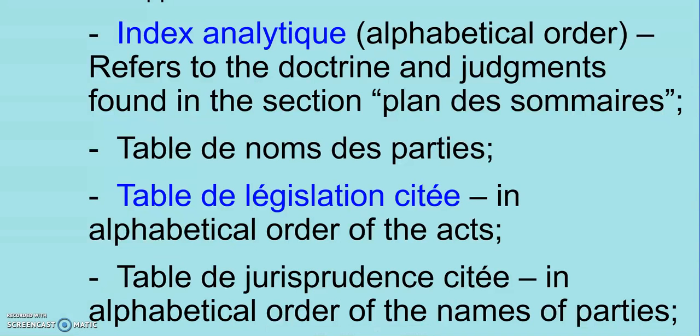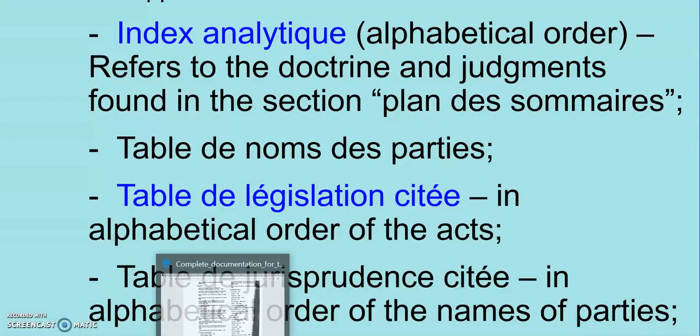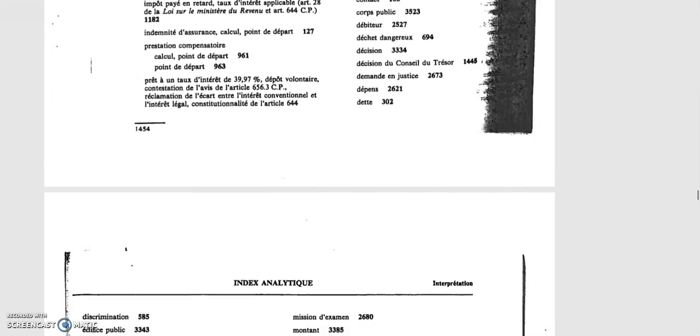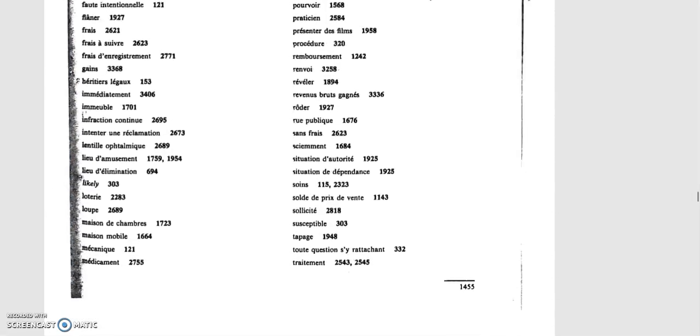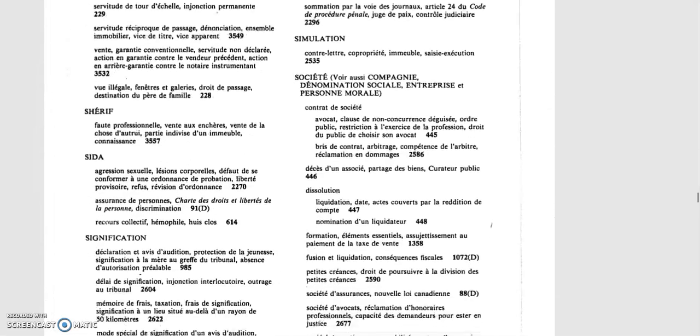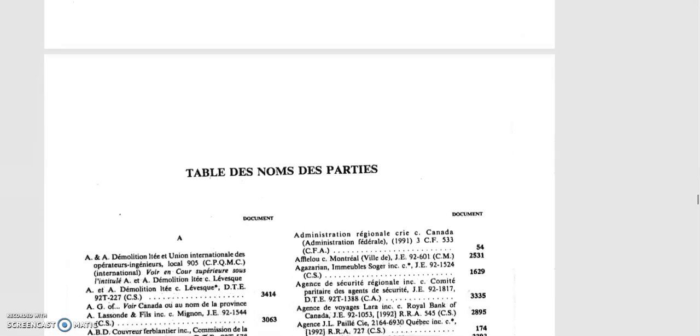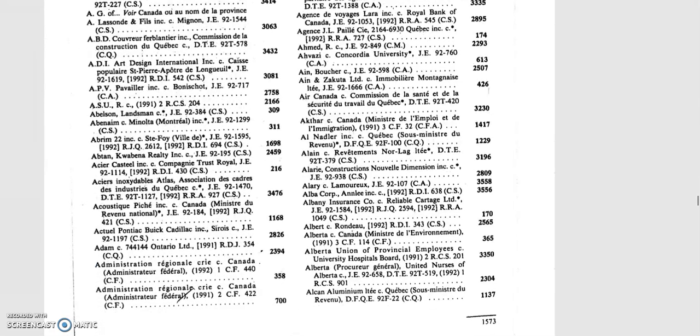Table de nom des parties. So table de nom des parties, well, it says what it says, okay? It's a table with names of parties. So for instance, your boss is asking you, I need you to find me the case in 1992. I remember one of the parties is an insurance company, but he's not sure, but he knows it's in 1992. Okay, well then, what do we have here? I have Albany Insurance. Oh yeah, that's it.